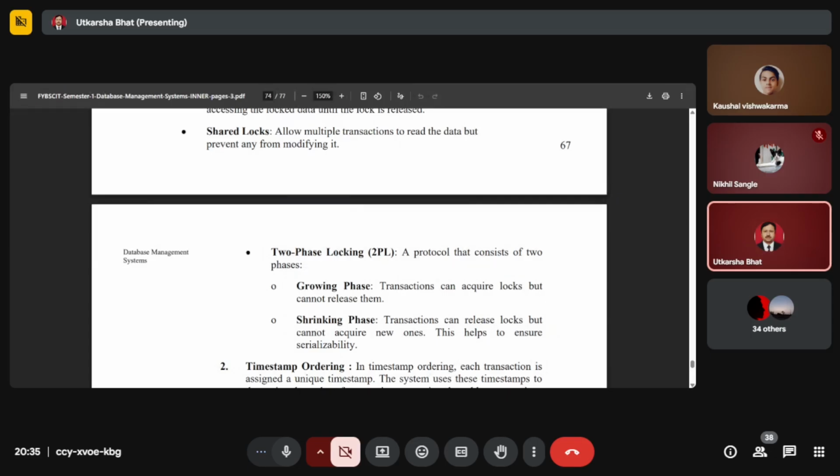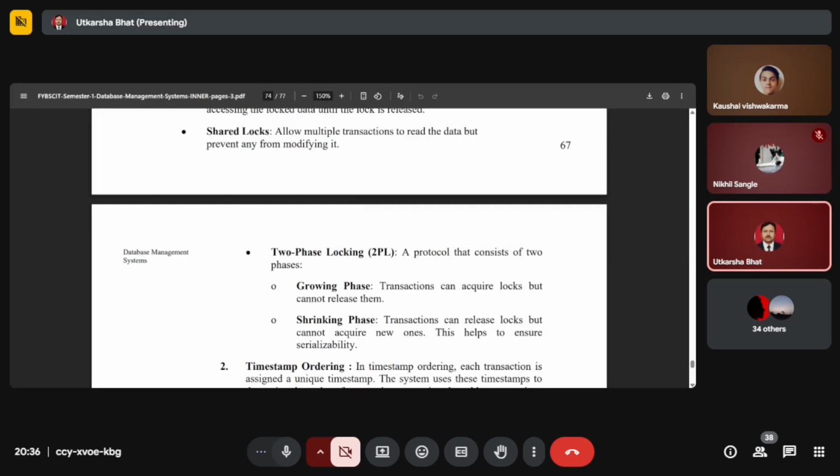Two-phase locking, a protocol that consists of two phases: growing phase and shrinking phase. Growing phase: a transaction can acquire locks but cannot release them. Shrinking phase: a transaction can release locks but cannot acquire new ones. This helps to ensure serializability.